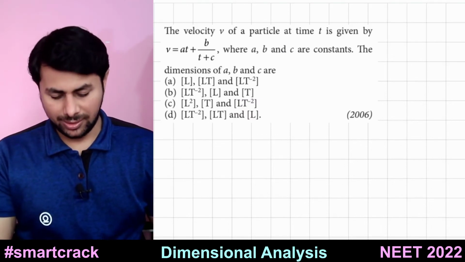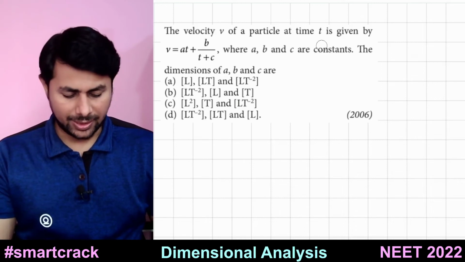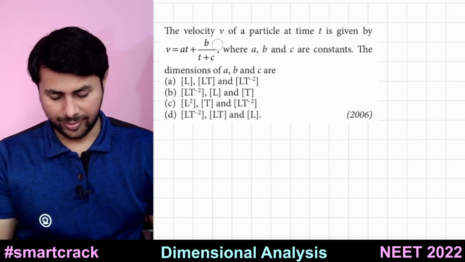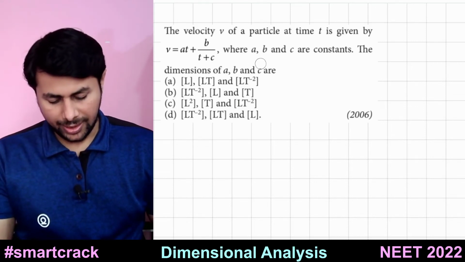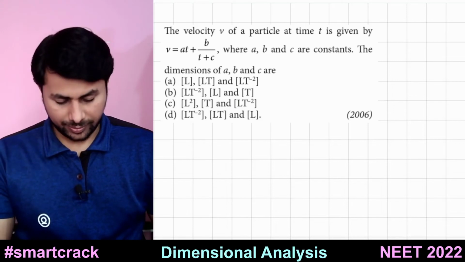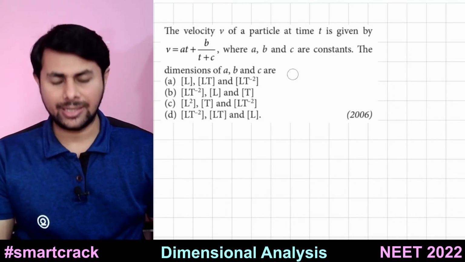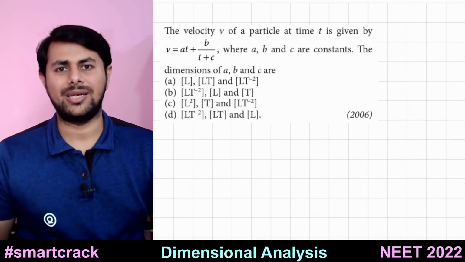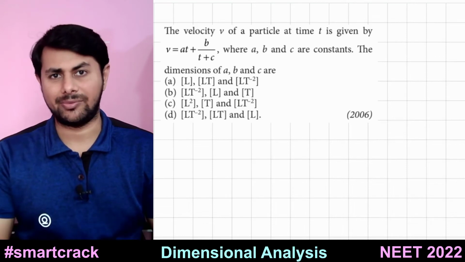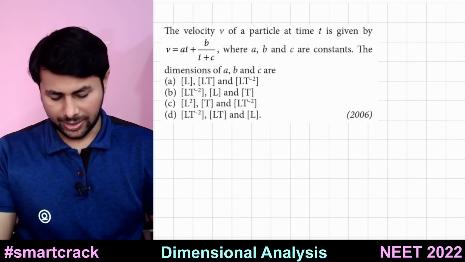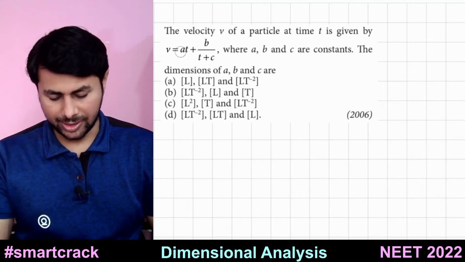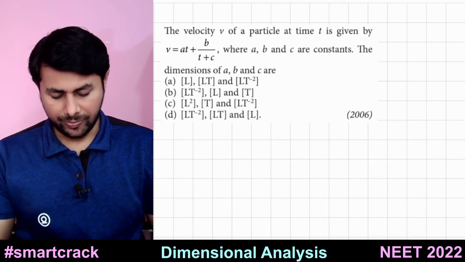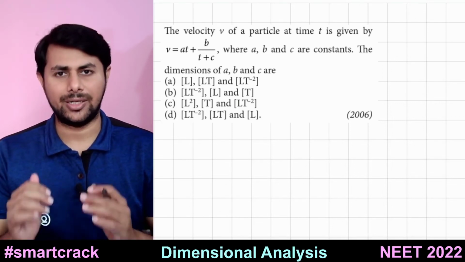The next problem is, the velocity v of a particle at time t is given by v equals at plus b divided by t plus c, where a, b and c are constants. The dimensions of a, b and c are, so this is again a very simple problem. We know that the dimensions of all terms in an equation should be equal. So dimensions of V must be equal to dimensions of the first term on the right hand side, AT, and equal to dimensions of B divided by T plus C.